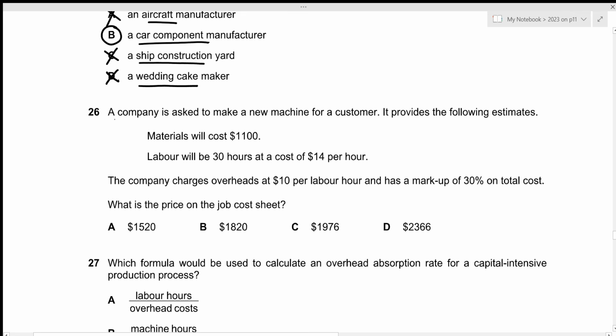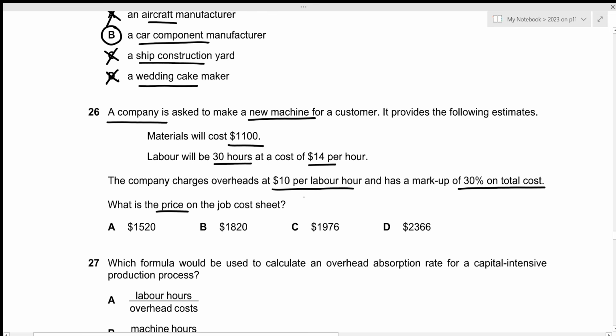Now for the 26th question, a company is asked to make a new machine for a customer. It provides the following estimates. Materials will cost 1100, labor will be 30 hours at a cost of 14 per hour. Then the company charges overheads at 10 per labor hour and has a markup of 30% on total cost. We need to figure out the price on the job cost sheet.